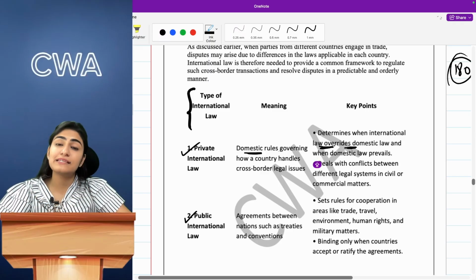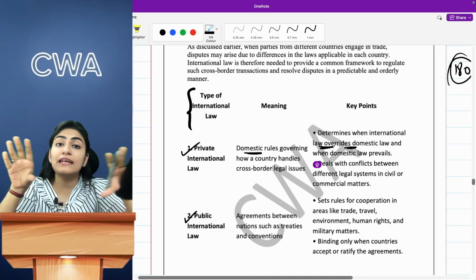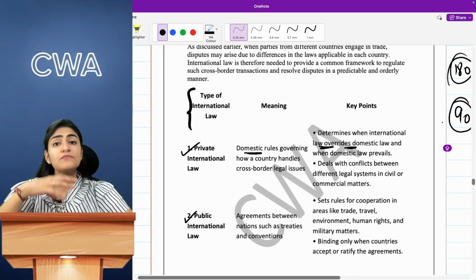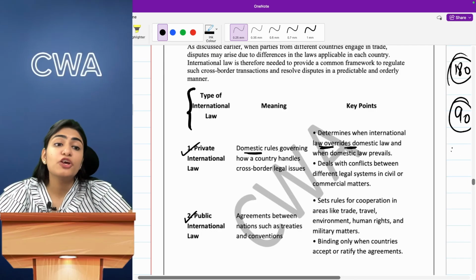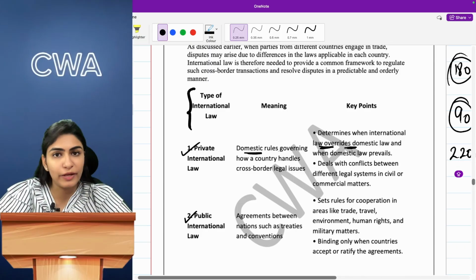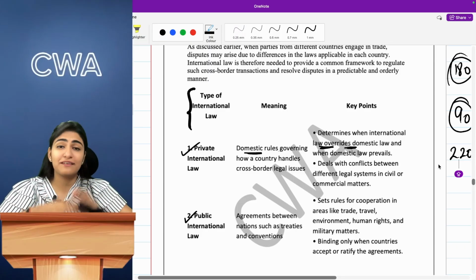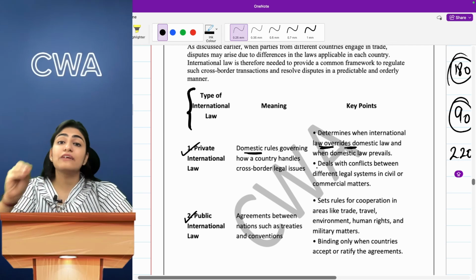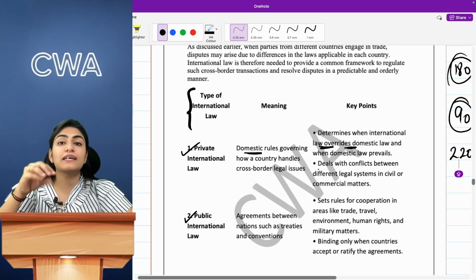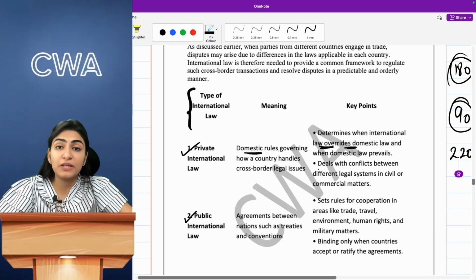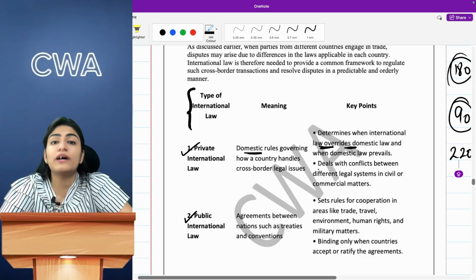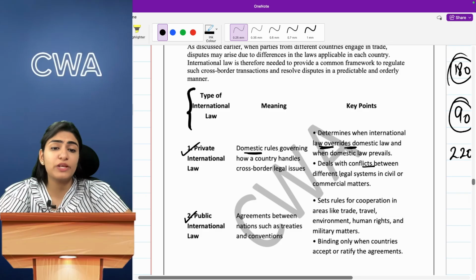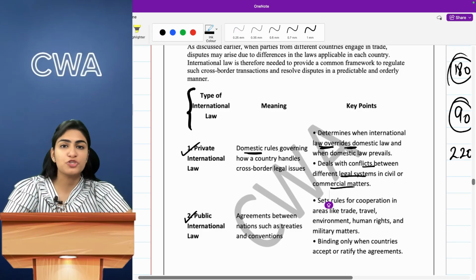So such law may exist in my country itself, saying that even though domestic law says 90 days, when you are into an international transaction, you can follow up to 220 days or so. This is very hypothetical. 220 days is too much, but hypothetically, that is what private international law does. It is an international law, but it is applicable to your country when you are entering into such international deals. It deals with conflicts between different legal systems in civil or commercial matters.